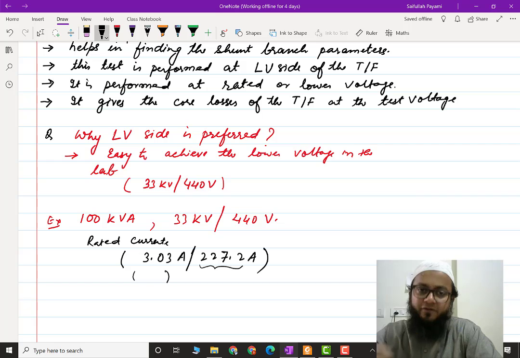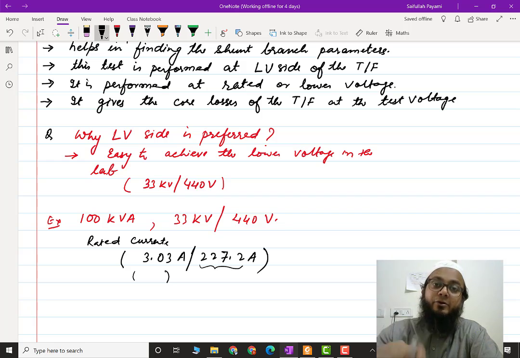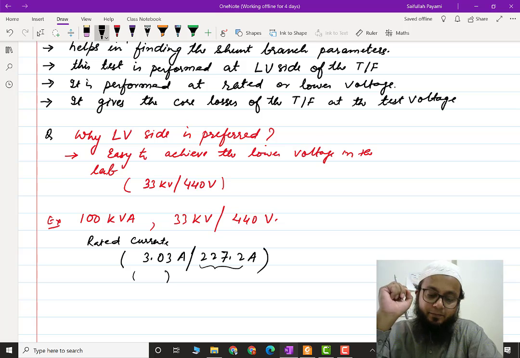A very low amount of current, to sense the very low amount of current, it's a difficult task, and to get the accuracy as well, right? So even if you miss a small portion of a very small current, then the error would be higher there, as compared to the same error in the 227.2 ampere of current. So to have better instrumentation also, we prefer to have this no load test at the LV side.